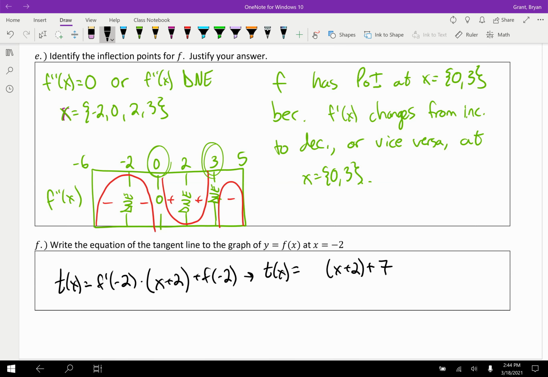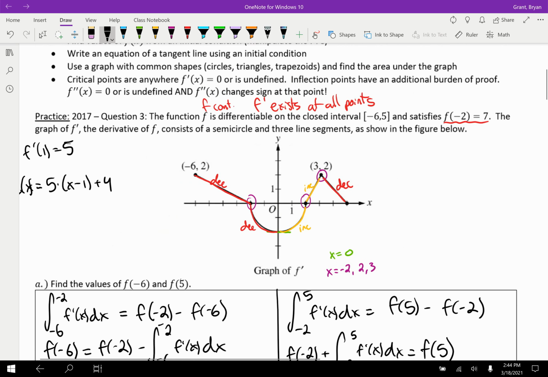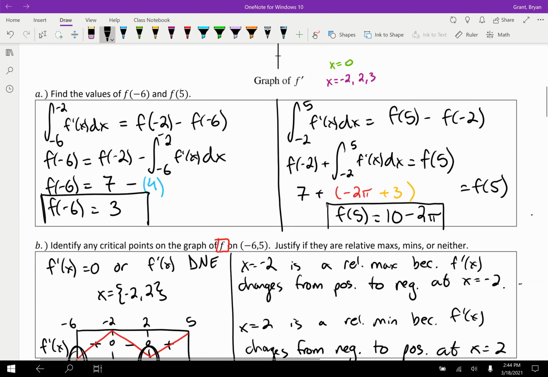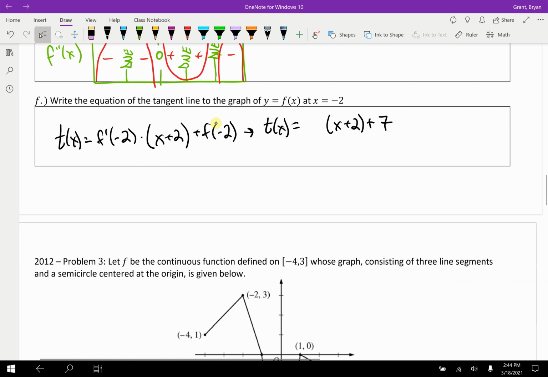How do we find f prime of negative 2? Probably has to do with the graph, so if we jump back up here, f prime of negative 2, where is negative 2 on here? Oh, that's this guy right here. Ooh, sharp point. Doesn't that mean does not exist? No. If it was f double prime of negative 2, it would be does not exist. This point has an output. This is the point negative 2, 0. So we know that f prime of negative 2 is 0. 0 is a number.